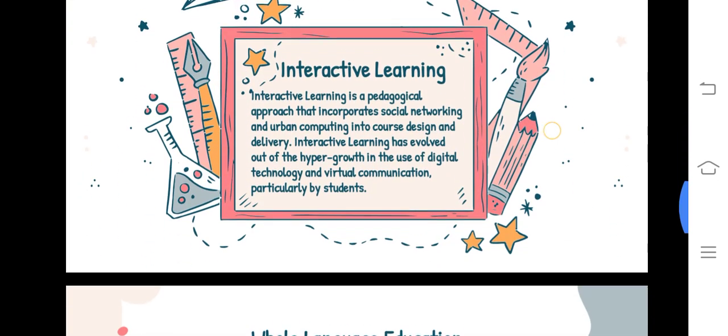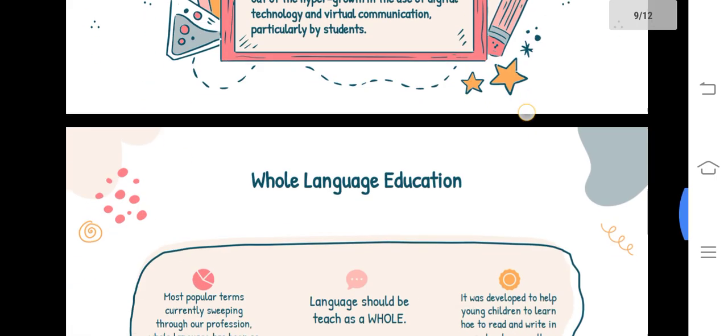Next, about interactive learning. Interactive learning is a pedagogical approach that incorporates social networking and urban computing into course design and delivery. Interactive learning has evolved out of the hyper-growth in the use of digital technology and virtual communication, particularly by students.